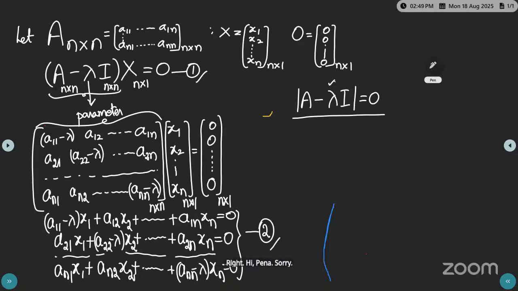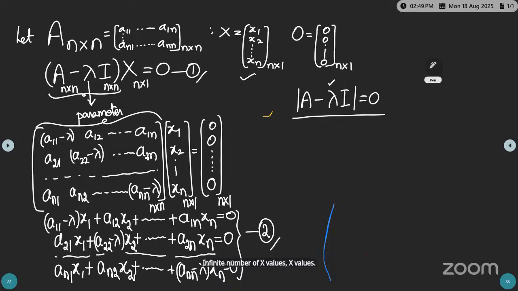If the determinant of the coefficient matrix is equal to 0, then there exists how many solutions? Those who attended the first unit, then how many solutions? You will get infinite number of solutions. Infinite number of x values.